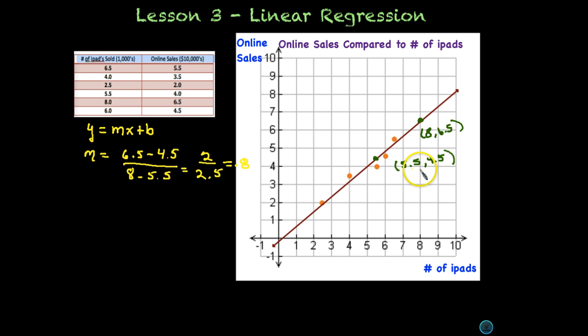So I know then that the slope of this line is 0.8. Let's move on to step 2. Step 2, I need to find b. I found m, my slope, but now I need to find my y-intercept.